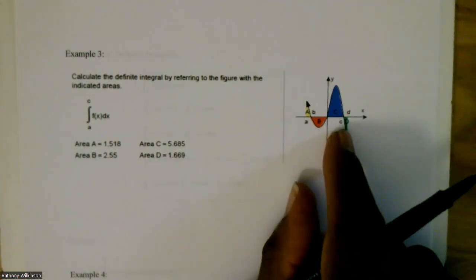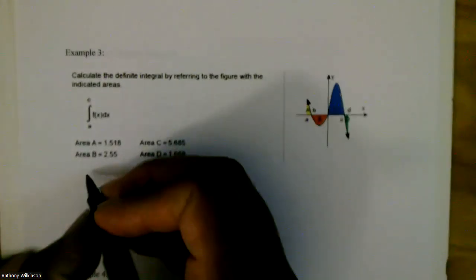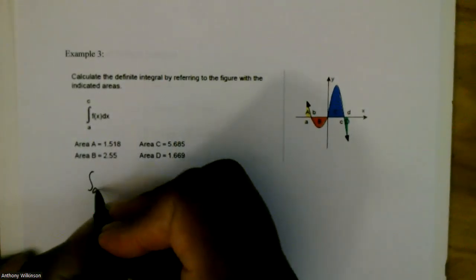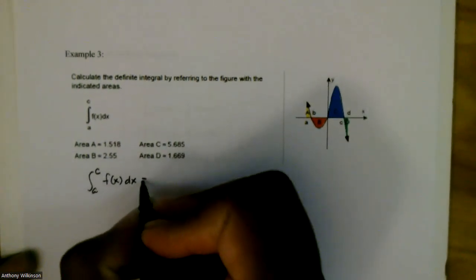Here's another one. Let's say I want to calculate the definite integral by referring to the figure with the indicated area. So here is that figure. Now we're finding the integral from a to c of f of x dx. And we're told that area A is 1.518, area B is 2.55, area C is 5.685, and area D is 1.669. And we're going from the integral from a to c of f of x dx.